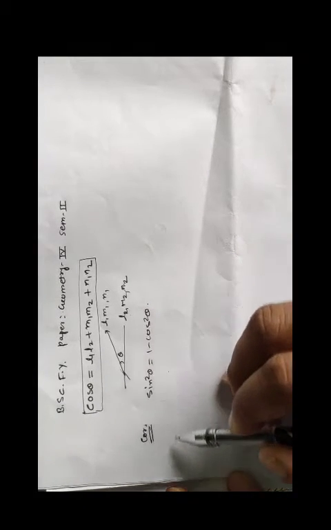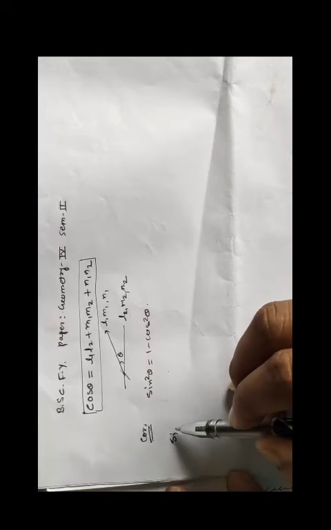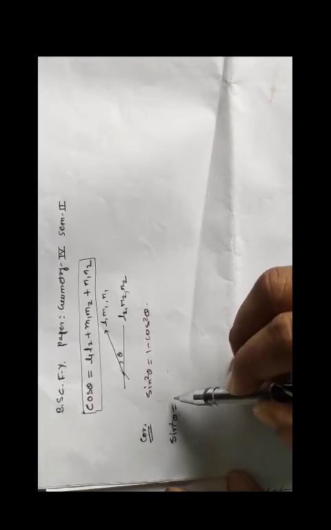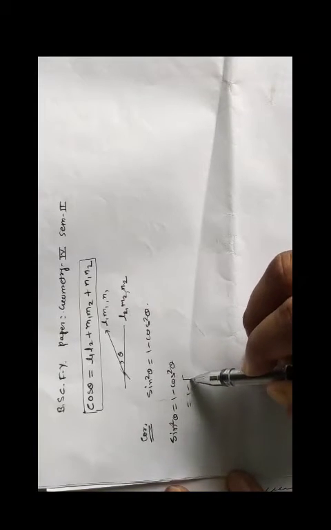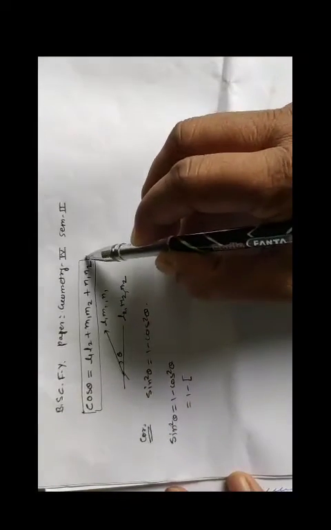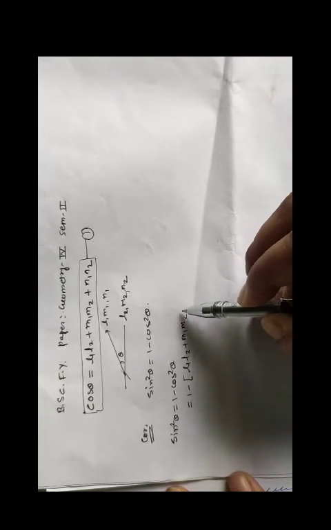So we can write here sin square theta is equal to 1 minus cos square theta. So 1 minus what is cos theta? Call this equation number one, and therefore cos theta is L1 L2 plus M1 M2 plus N1 N2 whole square, isn't it?